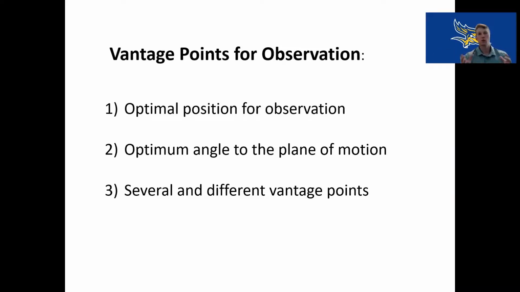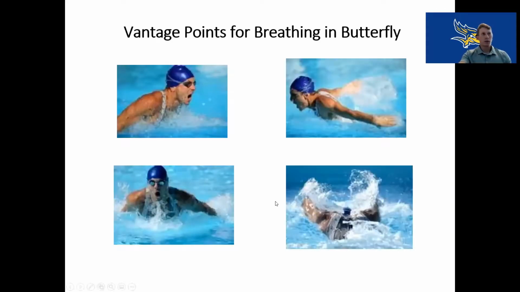It's best to view the movement from the plane the movement is in. For example, here we're looking at breathing during the butterfly. We can look from a frontal plane view, we can see him coming up, but it's very difficult to see what the arms are doing. When we look from a sagittal plane, we can see more of what's going on with the arms from that lateral view. We can see a lot here from the diagonal view. We don't see much from a posterior view or behind view.